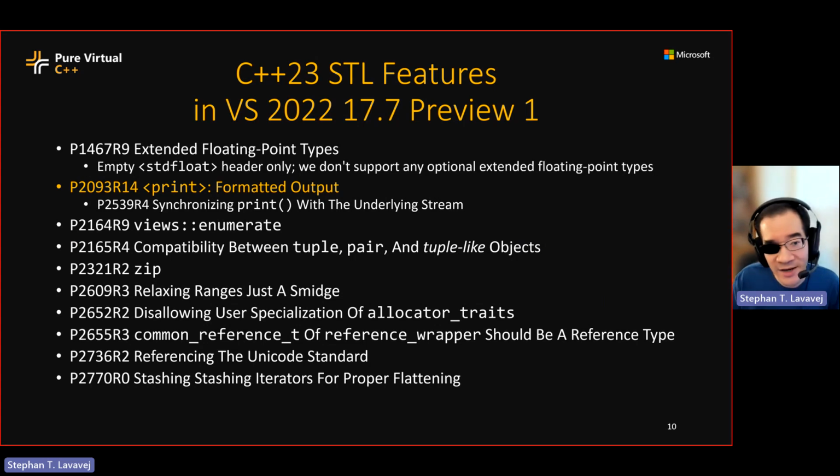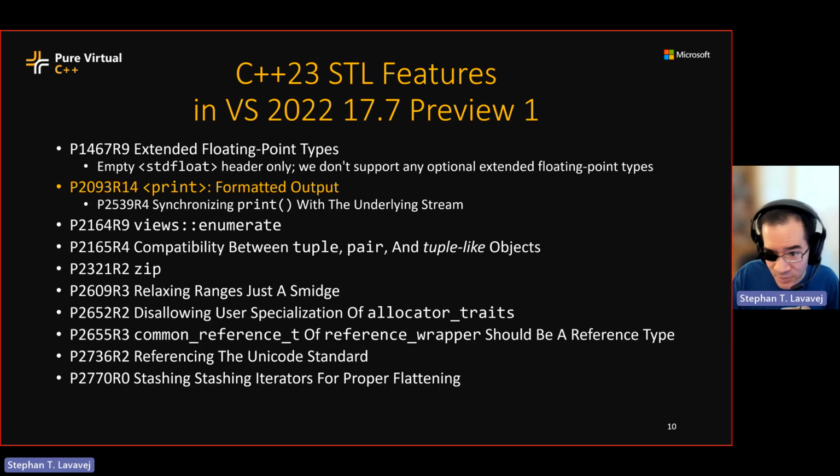So the big feature that we're adding here that I've got an example for coming is the print header. This is sort of a companion to the format header. What print does is it combines formatting something and then printing that to either the standard output or standard error streams, or any IO stream of your choosing. We've got more views. Views enumerate, as I recall, allows you to apply something to every element of a range, but also know what index it's at, which was added, I believe, at the last moment to C++23, and we've implemented it.